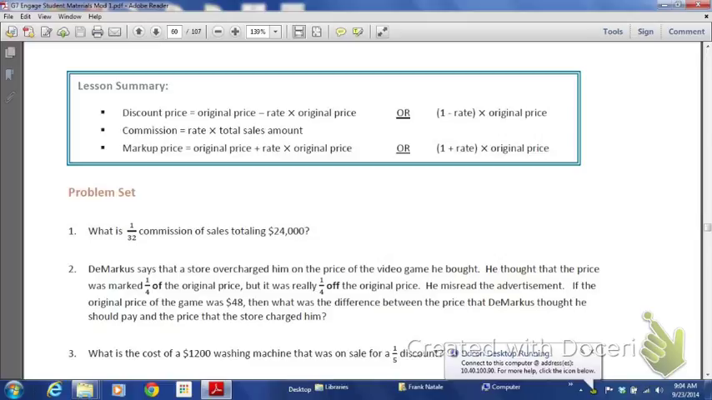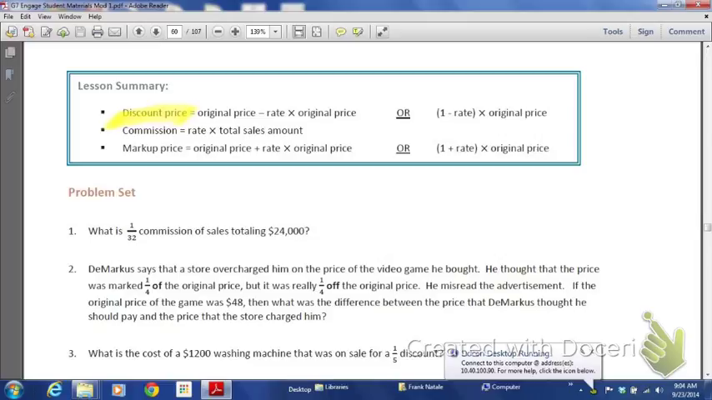Okay, so a couple of things we learned in this lesson, hopefully, is we learned about discount price. And now discount price is the original price minus the rate taken off of the original price. Okay, so the discount price is the actual, what's left over after the discount. Okay, now the discount itself is the part that you've actually taken away.